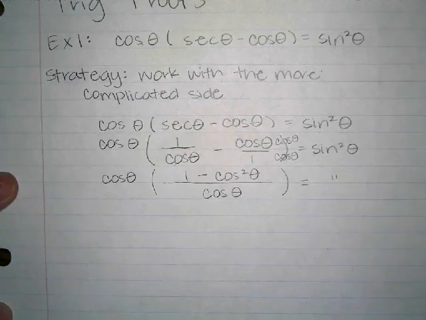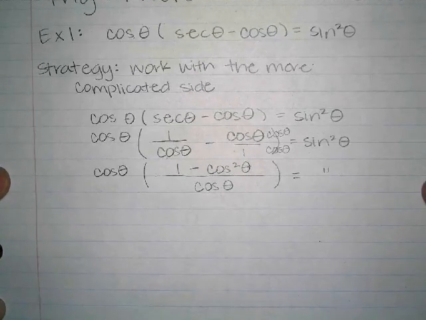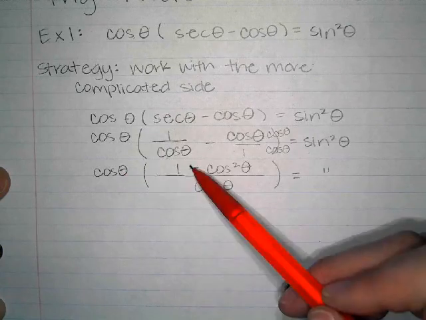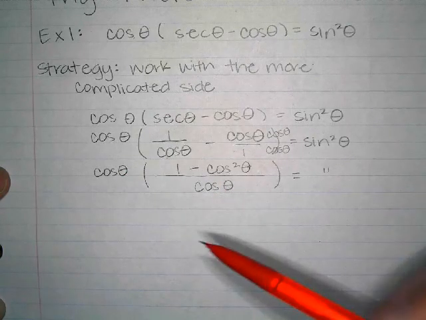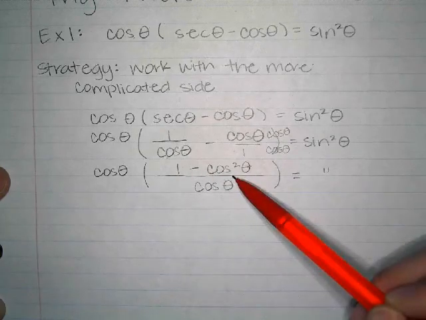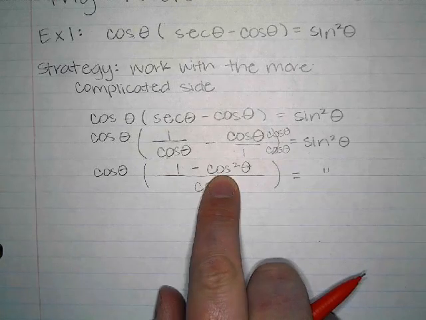Now, what do you guys see that we could do? Say it again. So we don't need a common denominator if we're multiplying. Should we distribute? 1 minus cos squared is sine squared. As soon as I start seeing a squared in the problem, I want to look at my blue sheet and look at the Pythagorean identities.